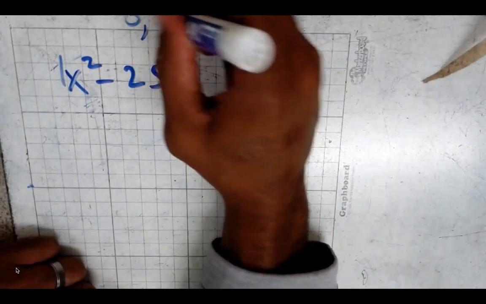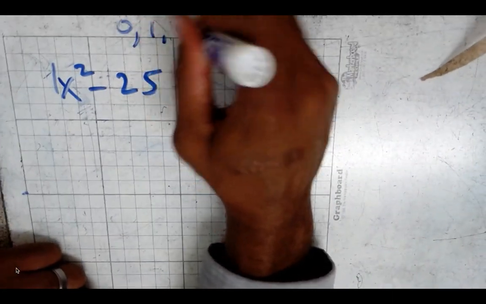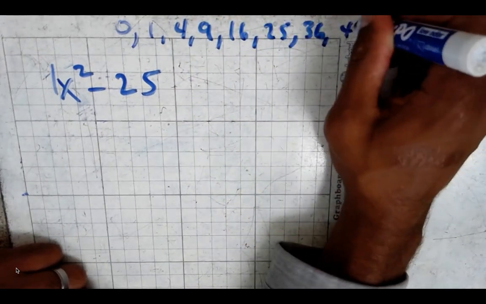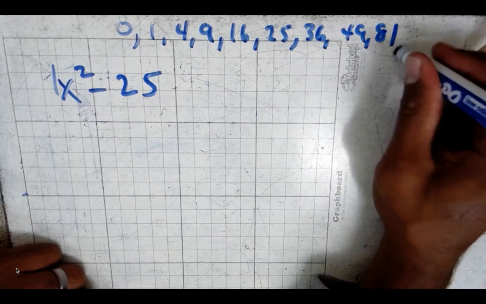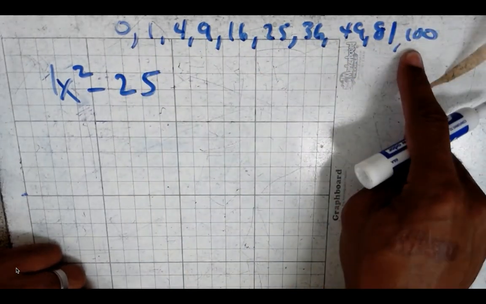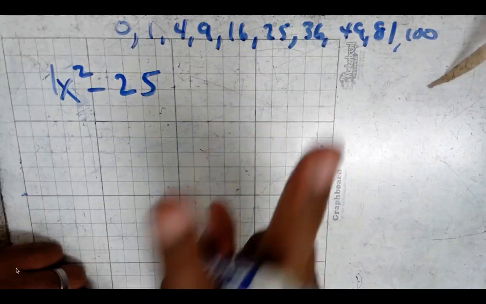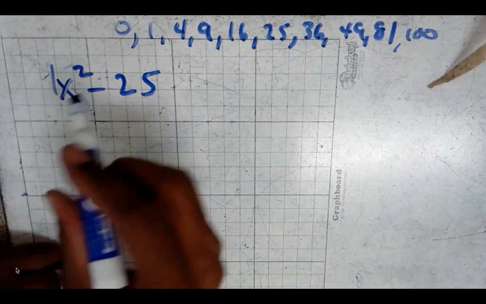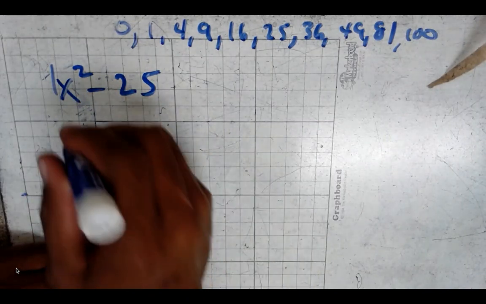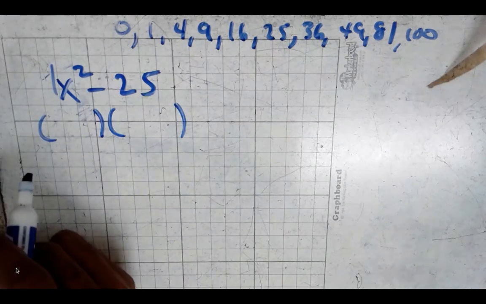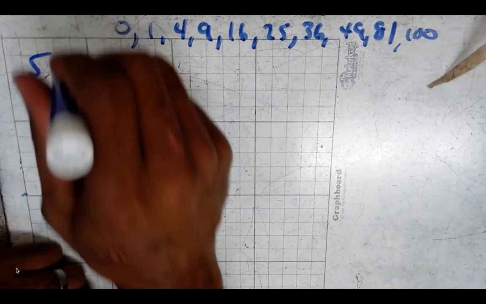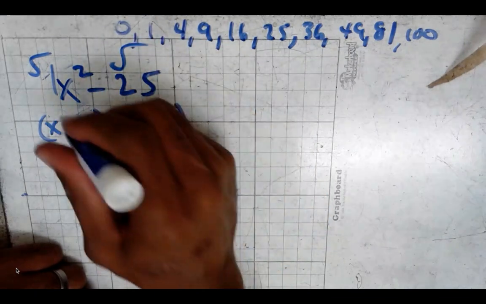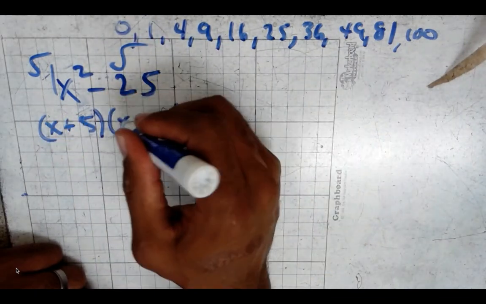And for example, perfect squares are 0, 1, 4, 9, 16, 25, 36, 49, 81, and so on, okay, 100. These are all perfect squares, numbers that I could multiply one number twice to get that number, right? So here, if I have that, I can go straight to my factors, okay? I take the square root of the first one, which is x, and the square root of the second one, which is 5, and then the sign will be plus and minus.